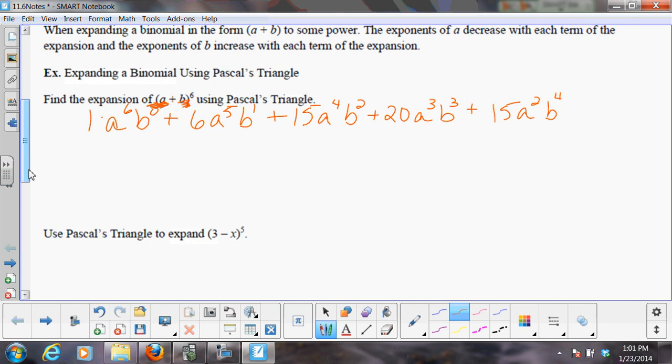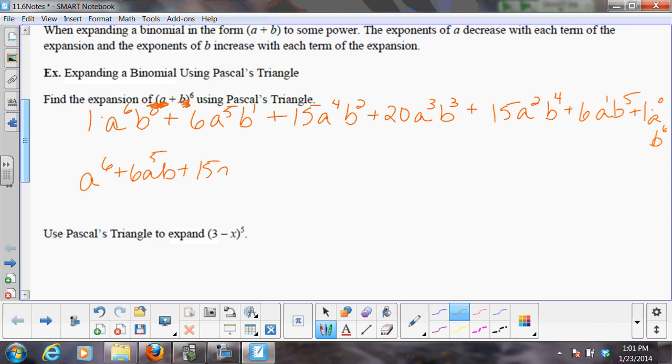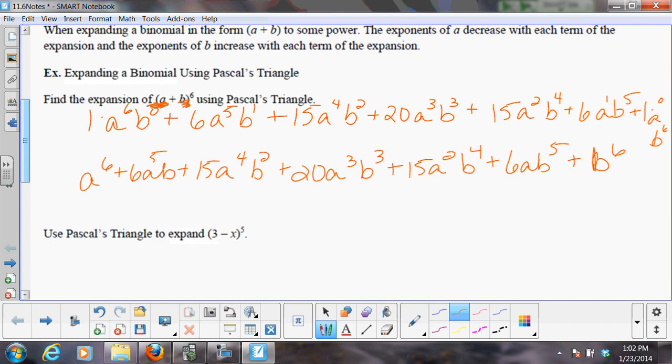15 a squared b to the 4th, nope, just kidding, that's not 10, that's 6. 6 a to the 1st b to the 5th, plus 1 times a to the 0 and b to the 6th. So to make it look pretty, here is the final thing. All right, Pascal's triangle for the 5th.